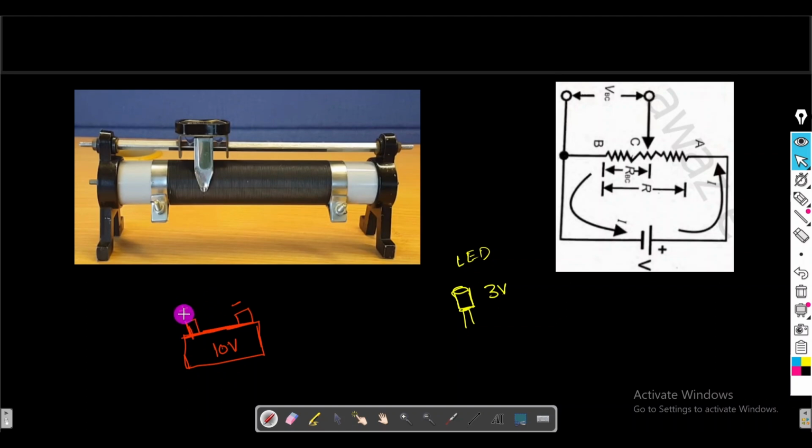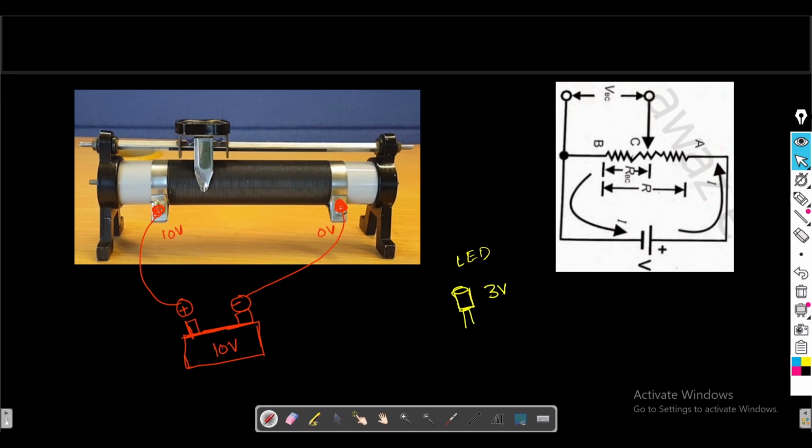The positive terminal of this battery is connected to this knob, and the negative terminal of the battery is connected to here. So here the potential is 0, and this is 10 volt, and the potential difference here is 10 volt.